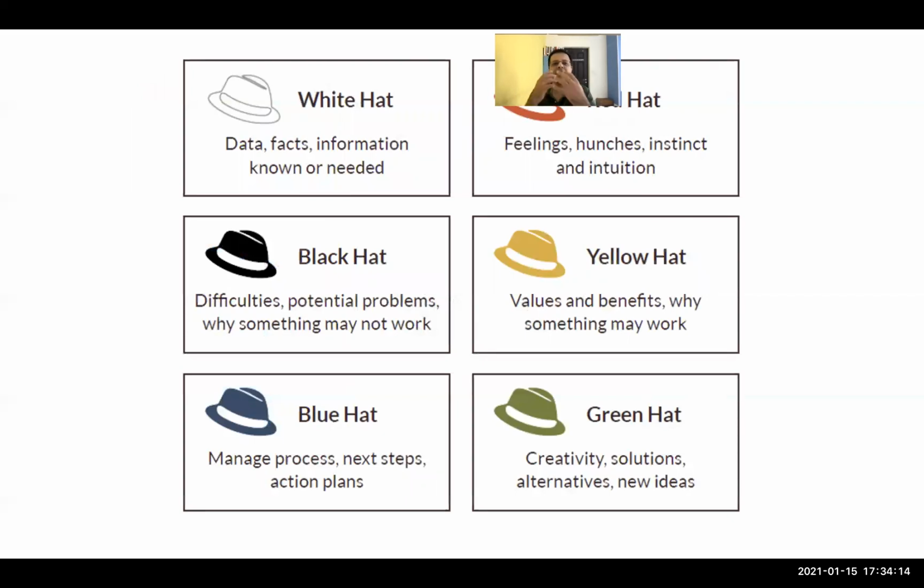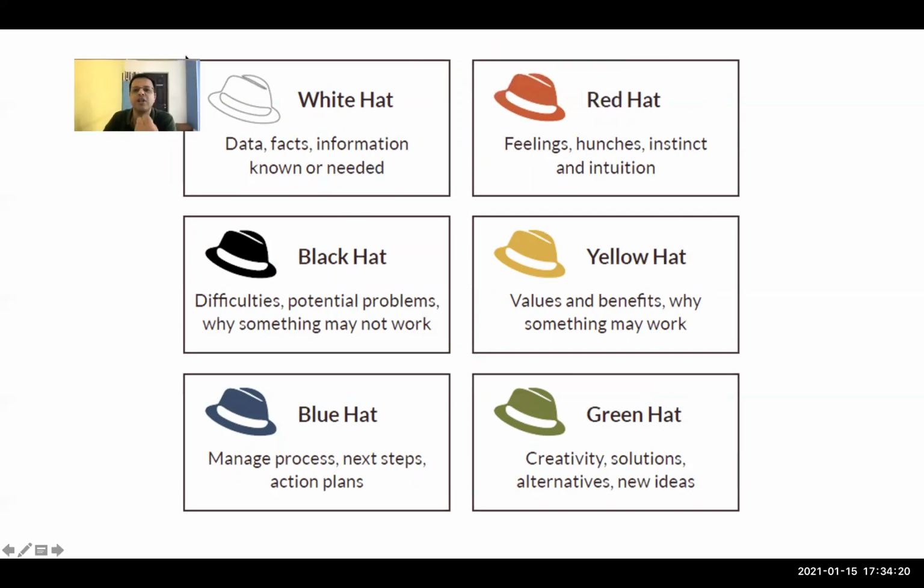So, white hat: data, facts, information. On the opposite side, red hat: feeling, hunches, instinct, and intuition. Black hat: difficulty, potential problems, why they don't work. Blue hat manages the process. If you look at it, creative thinking and critical thinking are on both sides. This side is largely creative. This side is all about critical thinking. So this way, they are able to have a structured discussion and focus.